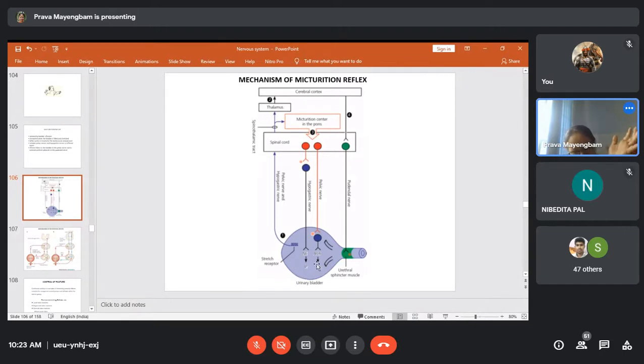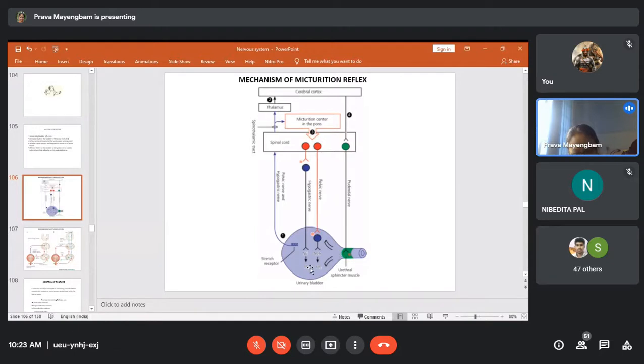The urinary bladder muscle can stretch. Slowly and slowly the urine will be filling more and more. When urine is more, when the pressure is more, when the muscles have stretched almost to their maximum capacity, that means when the urinary bladder is near to full capacity.